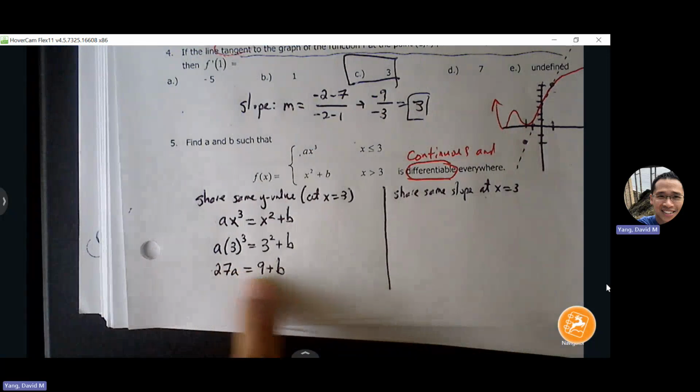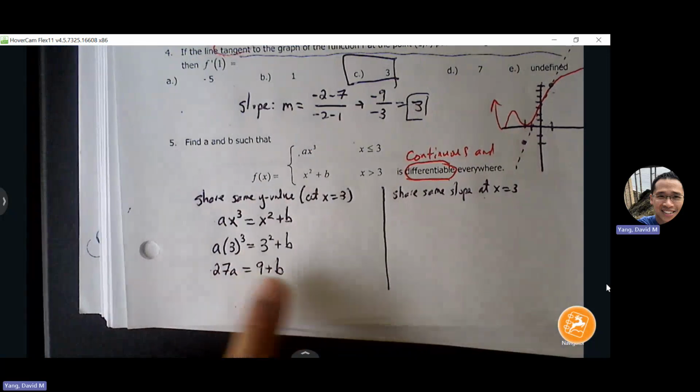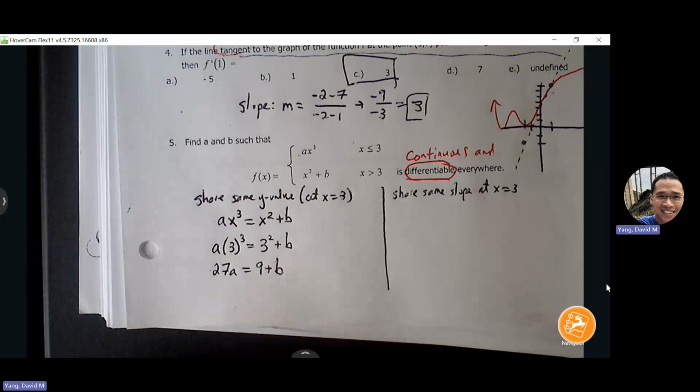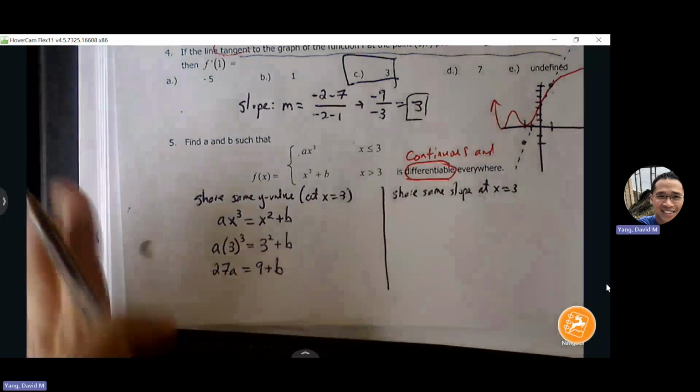So this is as far as I can go because I have two missing values, two unknowns, and I can't solve for either A or B, at least not with the help of another equation. So I'm going to pause here and see if I can make some progress with the other one.